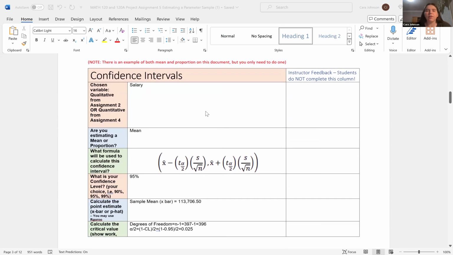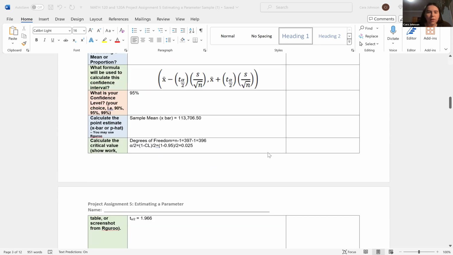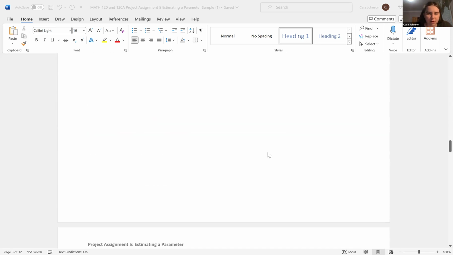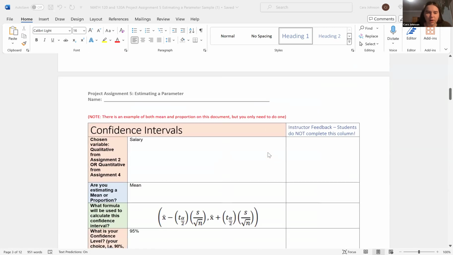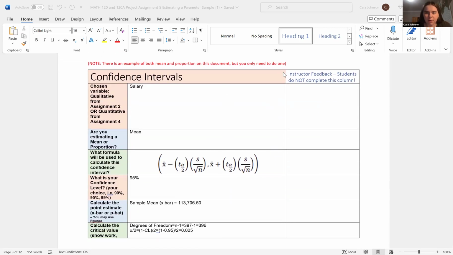All right, so you have 2 options here. You can either do your quantitative variable from assignment 4 or your qualitative variable from assignment number 2. So I showed both here, but you only need to do one. I'm going to go through the quantitative one first. My quantitative variable from assignment 4 was salary. If you're doing your quantitative variable, then you're going to be estimating a mean.